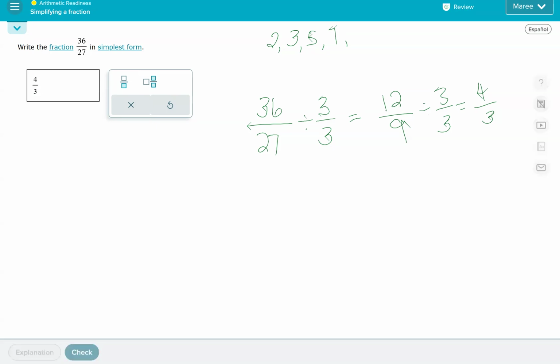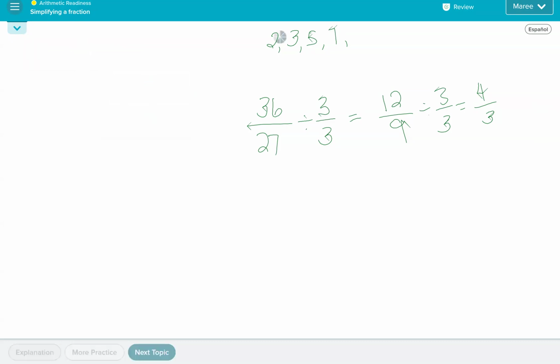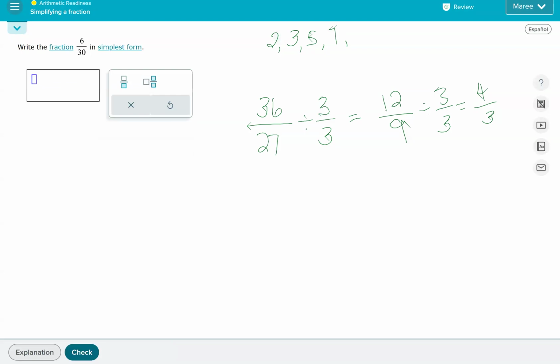You can also see that we divided by 3 twice. So we could have used 9 to reduce our fraction. 9 goes into both 36 and 27, so 9 would have worked also. But sometimes in the beginning when we're first practicing, it's okay to just use our prime numbers to help us get started.